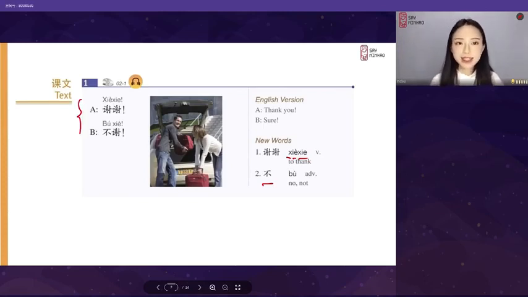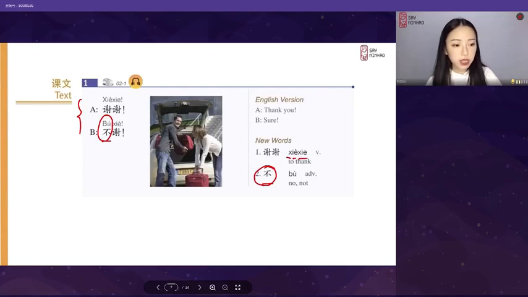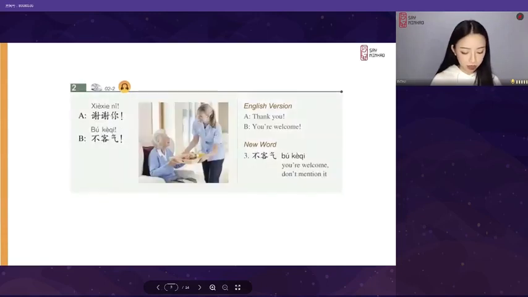Okay, now let's see the text. A said, 谢谢. B said, 不谢. In here, we can see this 不 is the same as this one, but the pronunciation is different. The tone is different. 谢谢 means thanks, and 不谢 means no thanks, then it's okay. Don't mention it. Okay, now try to read it with me. 3, 2, 1. 谢谢. 不谢. Very good.